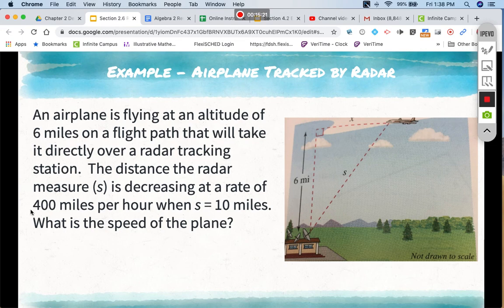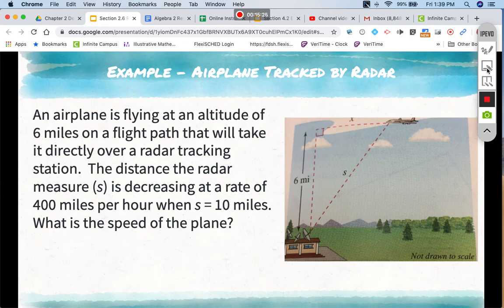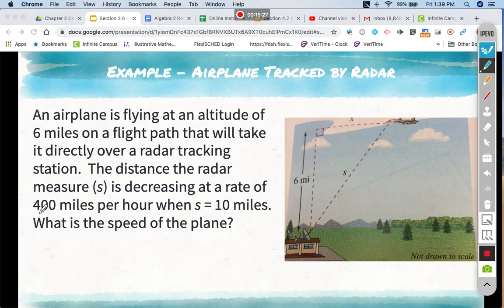So this time we have this. I have this rate of 400 miles per hour when s equals 10. I can't even say that's always the rate it's decreasing. It's just what it's decreasing at that time. So go ahead and try this one.